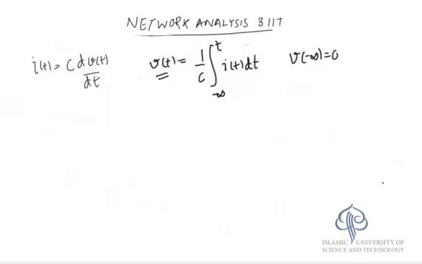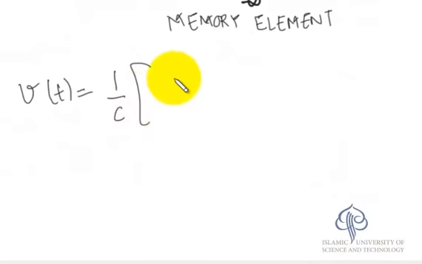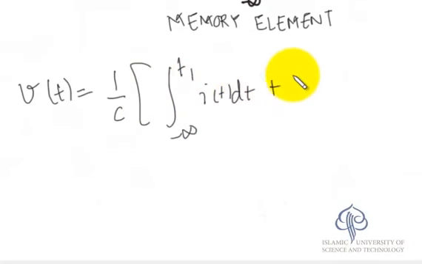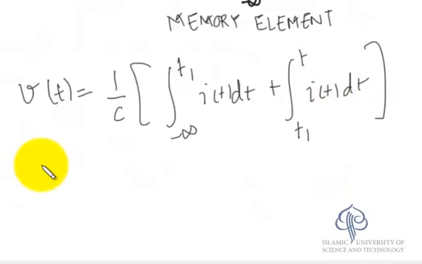So again, this is a kind of memory element in the sense that the voltage at any time t is dependent on everything that has occurred up to time t in terms of current. So what we did with the inductor, we can do with the capacitor. We can break this integral. We can write Vt is equal to 1 by C, then you can break this up from minus infinity to T1 of It dt, plus then again from T1 to T of It dt.